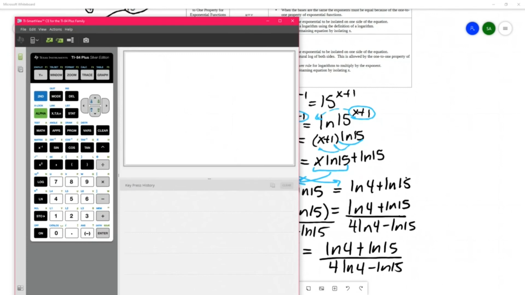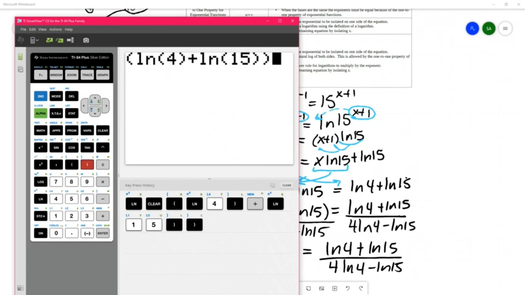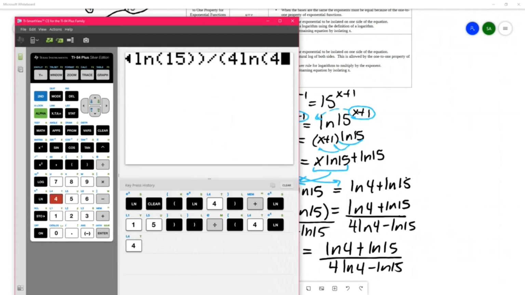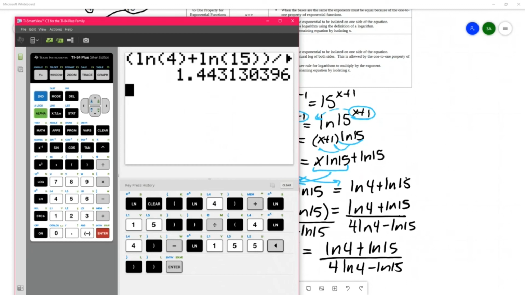I'm going to start with the one on the bottom right because that one's a little bit easier to type in. I need parentheses around the numerator. That's natural log of 4 plus natural log of 15, close parentheses for the numerator, divided by, and we need parentheses around the denominator. 4 natural log 4 minus natural log of 15, and close parenthesis for the log and close parenthesis for the denominator. So we get 1.44 for this one.